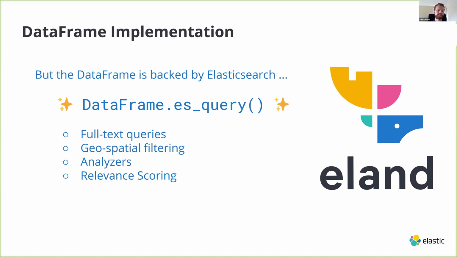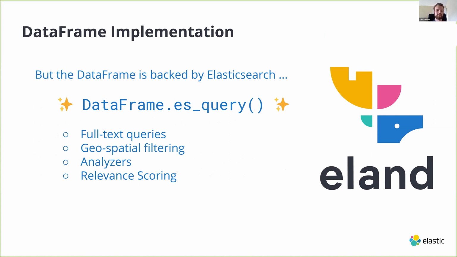Because this data frame is backed by Elasticsearch, we also extend the Pandas API a little bit to provide a way to use those extra features of Elasticsearch. Obviously Elasticsearch is known for its querying, and so having special filters for things like full text search or geospatial, or analyzers, or being able to sort by relevance. So if you make a query and you want it sorted by relevance, that's possible.